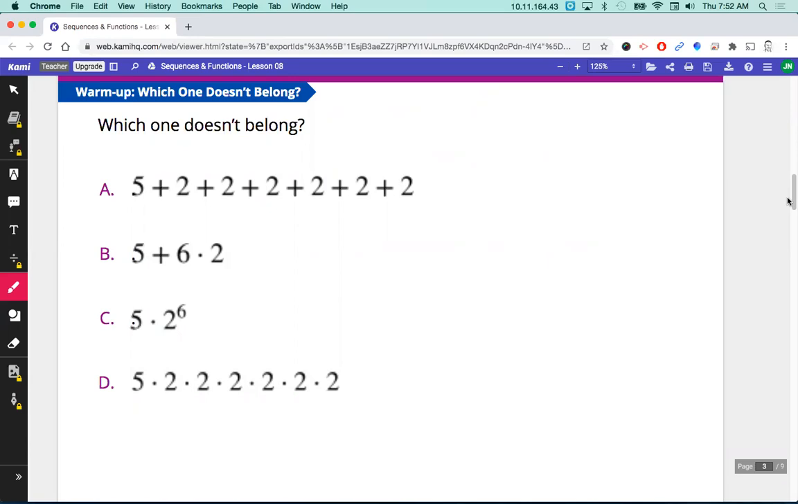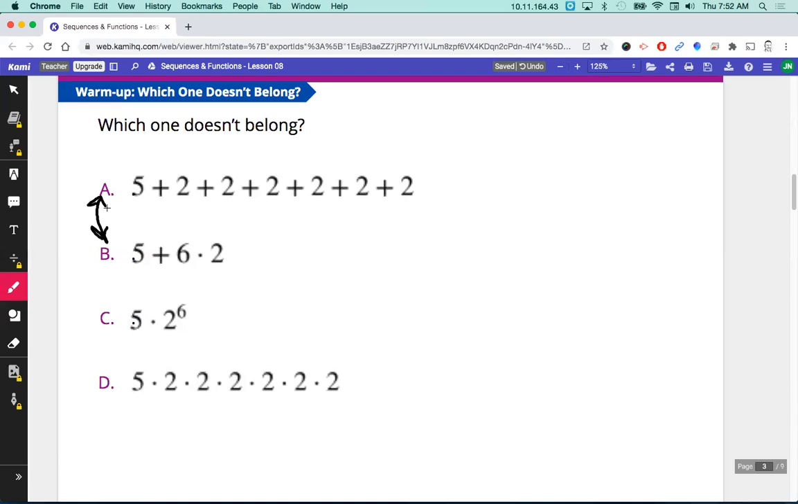But what we end up determining, and the outcome of that, is that they all have some similarities. First of all, they all start with a 5. Each one of these starts with a 5. We also would end up figuring out that A and B end up being equal to one another, right?